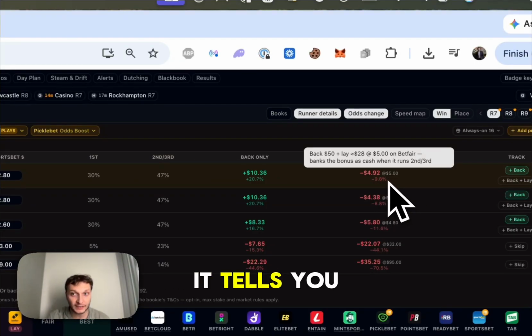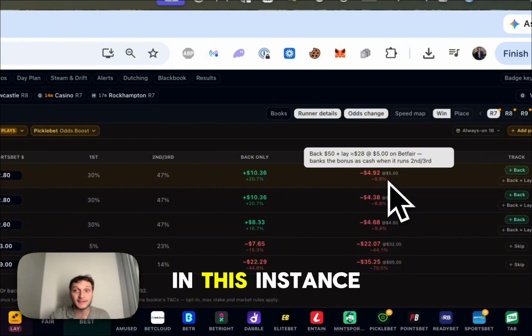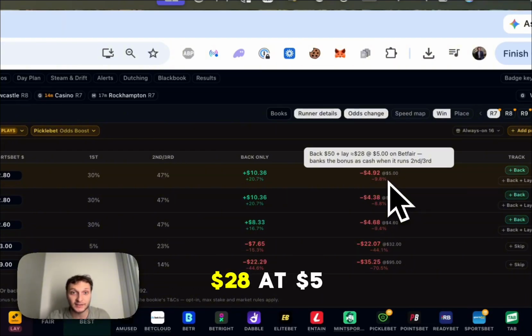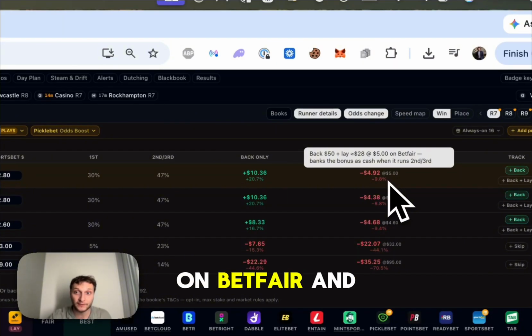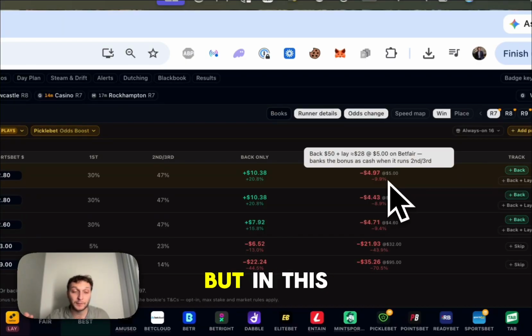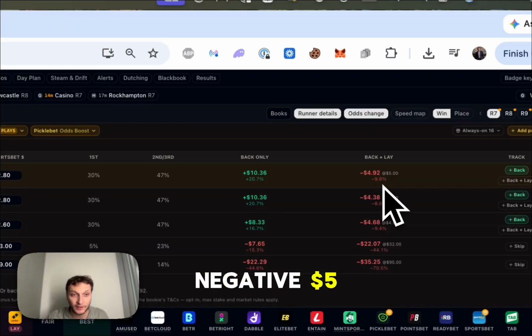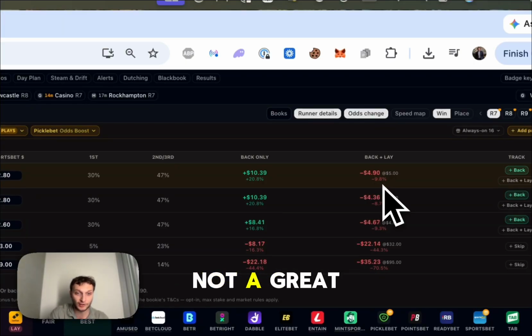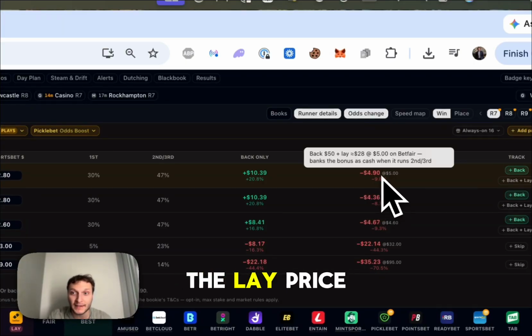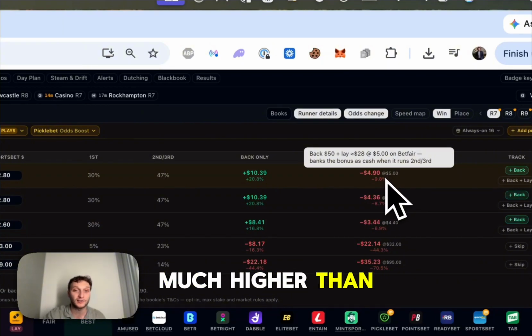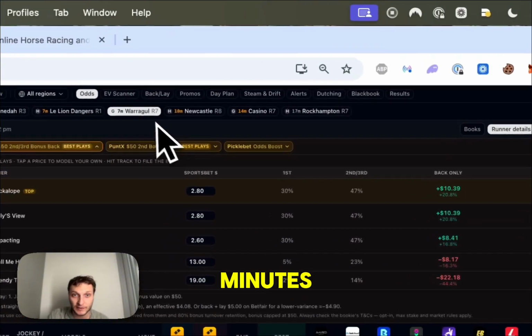When you hover over here, it tells you what you need to do. So in this instance, you would lay $28 at $5 on Betfair. But in this instance, that wouldn't be a very good decision because your net result would be negative $5. The reason it's not a great bet right now is because the lay price at $5 is much higher than $2.80. This race is in 7 minutes.